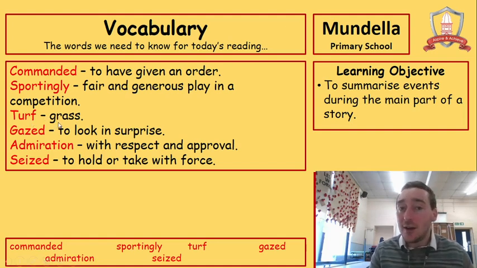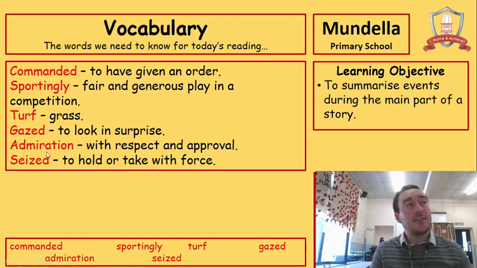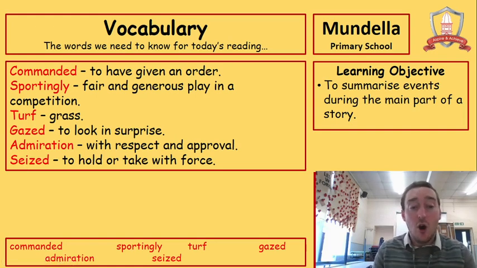Turf, that means grass. That's another word for it. Gazed. So if you gaze at something, you look at it for a while, kind of in surprise, but also kind of trying to work out what it means, and if you've seen them before, you're gazing in interest. Admiration. So if you look at someone with admiration, it's with respect and approval that they are to be admired. And finally, seized. So if you seize something, it's to hold or take with force as well.